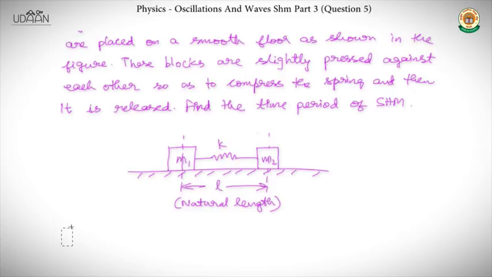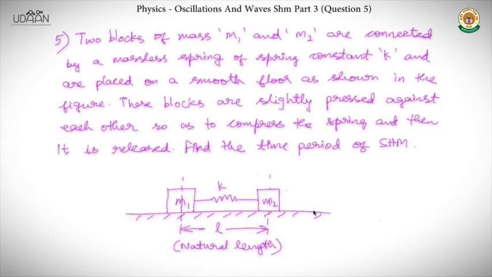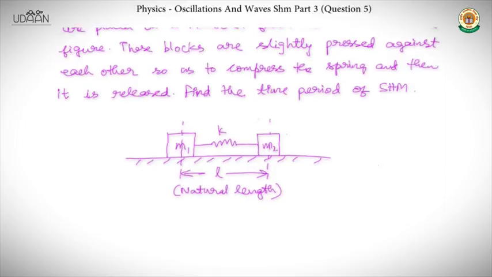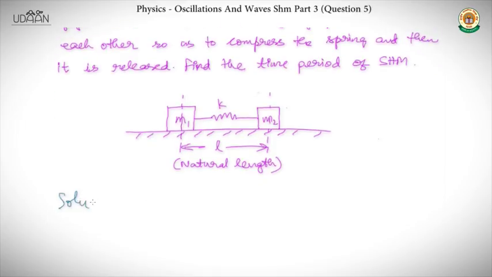So let's start now. So the solution. Let's assume that since they are slightly compressed, M1 is compressed by X1 and M2 is compressed by X2.